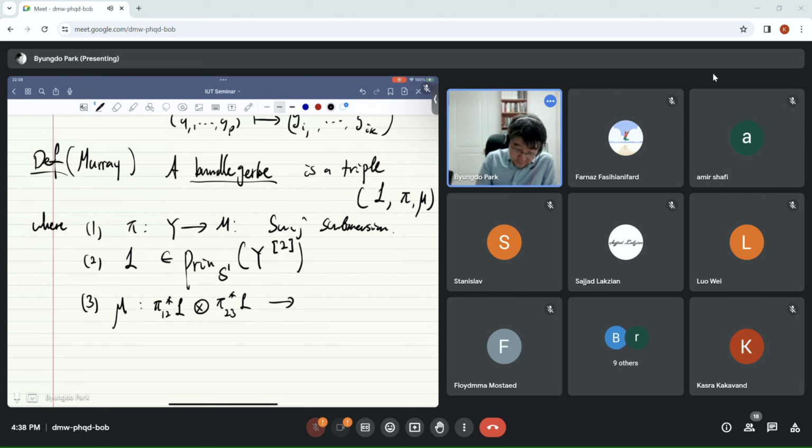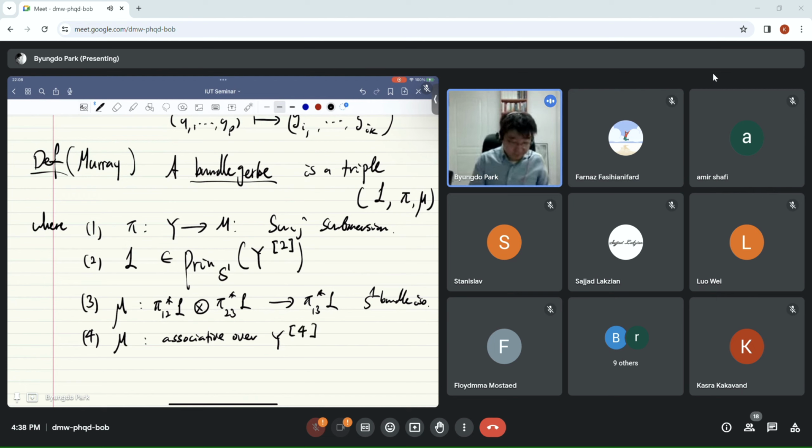That goes to pi 1,3 pullback L. This is an S1 bundle isomorphism. Then mu has to be associative over the quadruple fiber product.